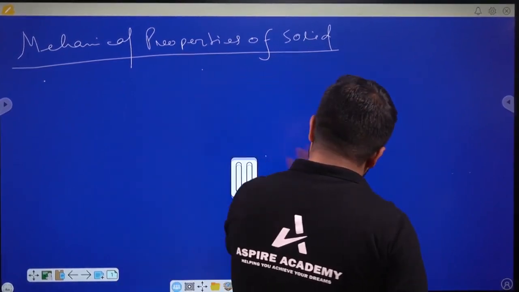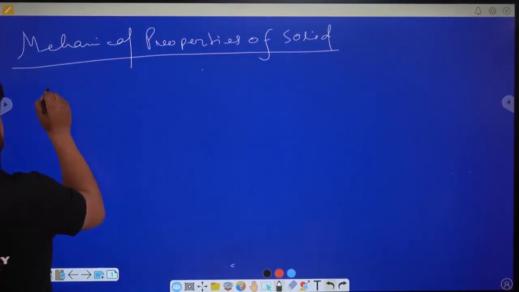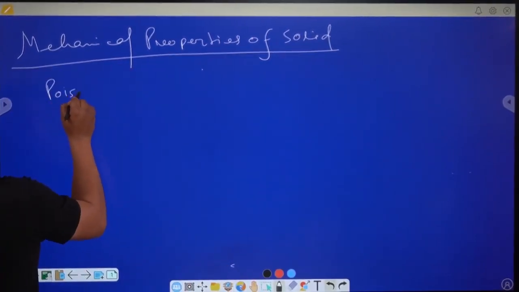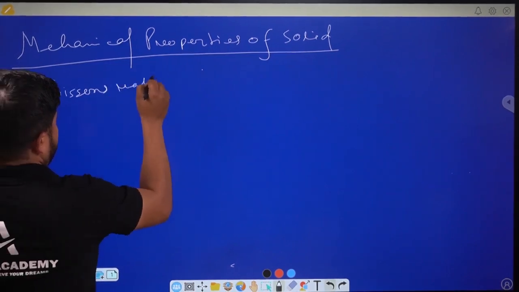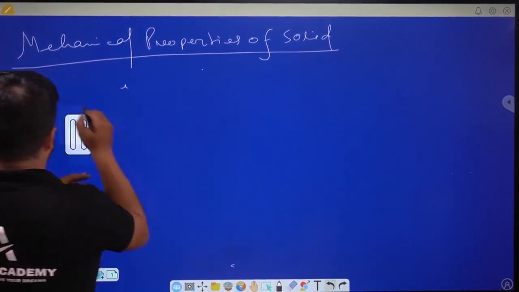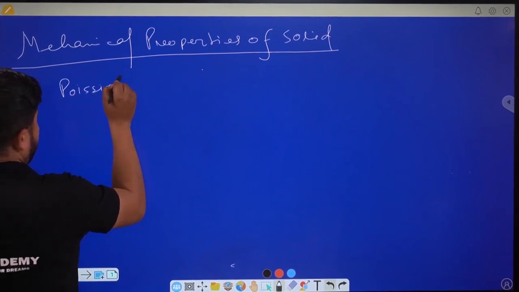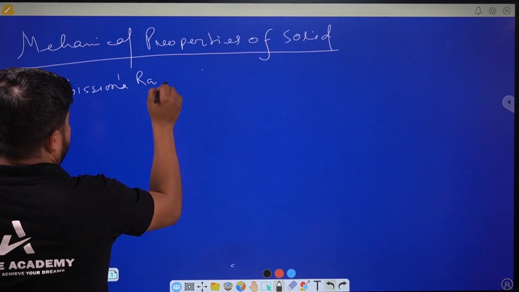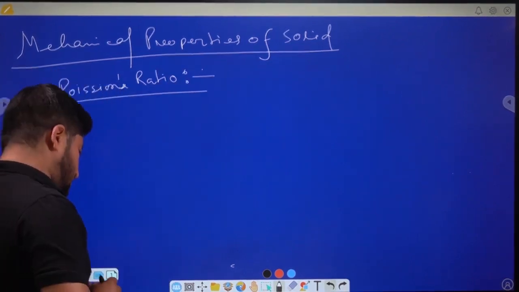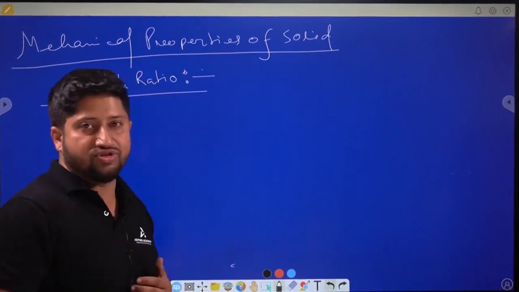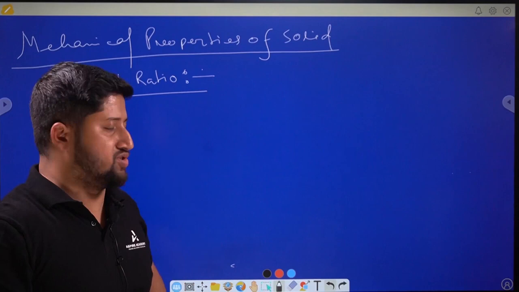So next, another new topic is called Poisson's ratio. So what is Poisson's ratio? Poisson's ratio is a constant term. There is no unit for Poisson's ratio.